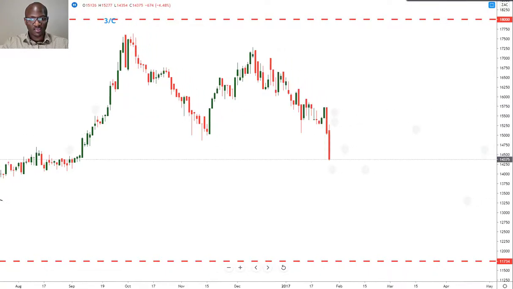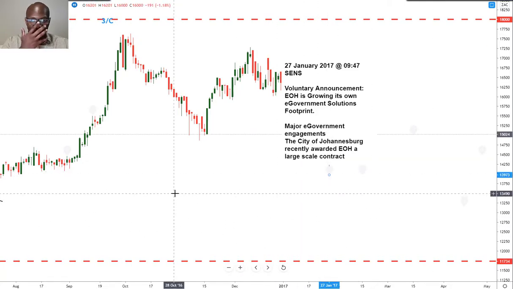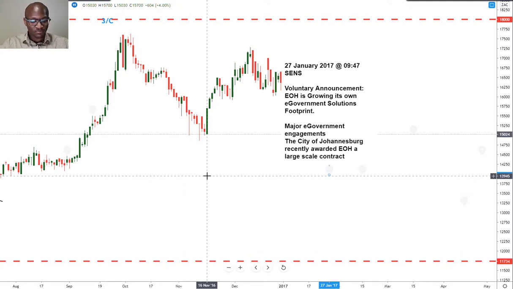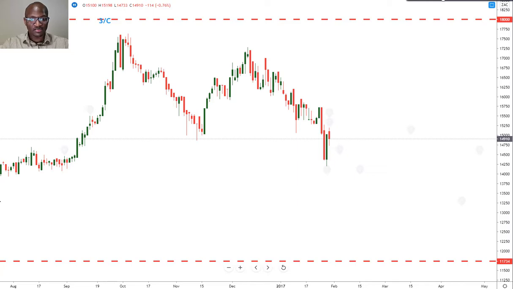Now, as the market resumes lower and lower, on the 27th of January 2017, there's an announcement. EOH is growing its eGovernment solutions footprint. So on this day, EOH got some government contracts, which was good news for the company, more revenue generating contracts, and the market had a nice 4% move up that day.